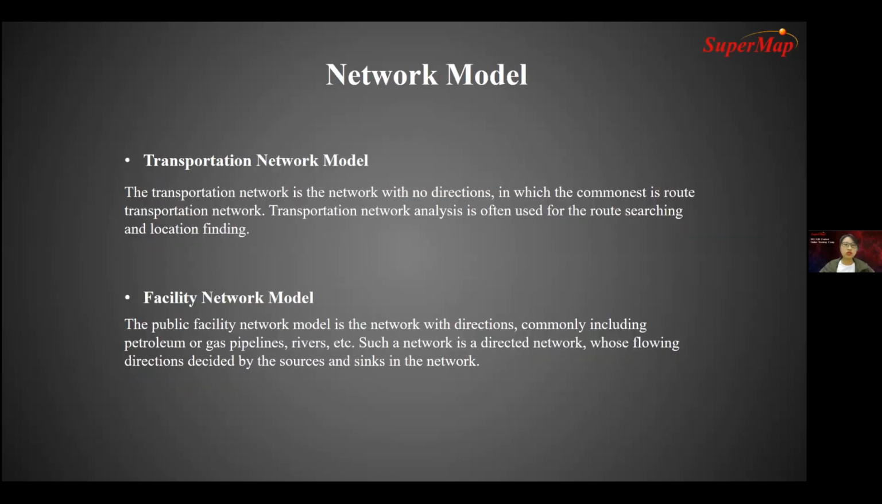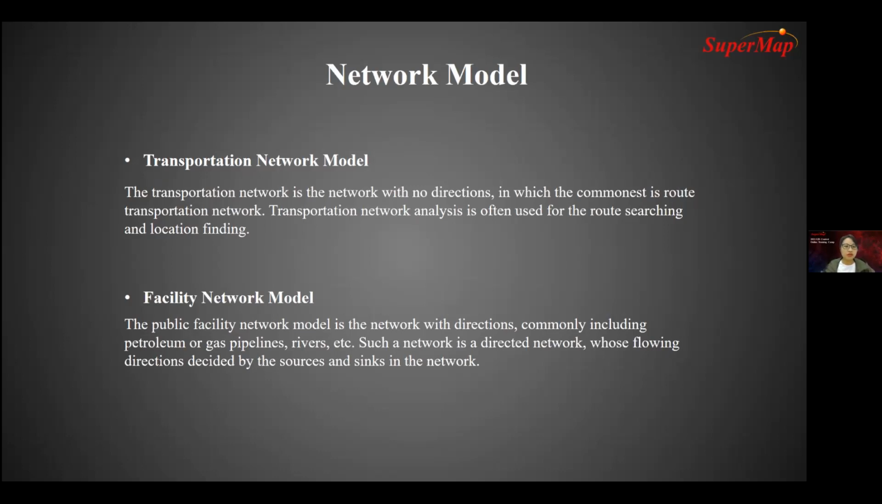There are two models in network analysis. The first one is the transportation network model, and the other one is the facility network model. As this slide shows, the transportation network is a network with no directions, in which the commonest is the route transportation network. Transportation network analysis is often used for route searching and location finding.